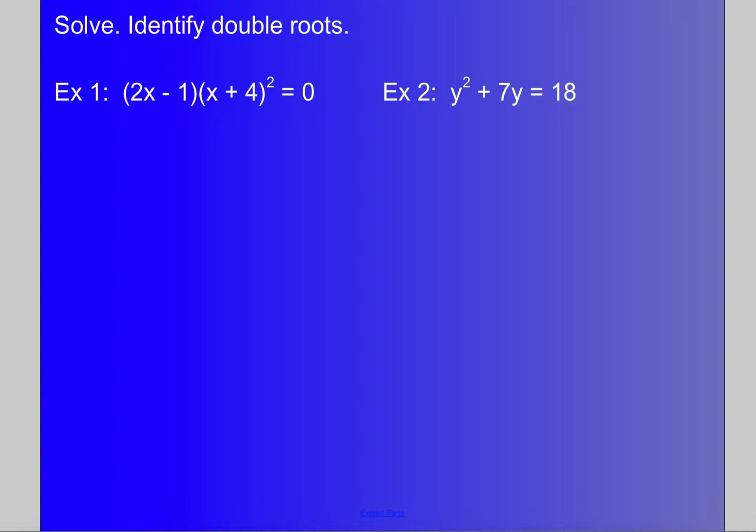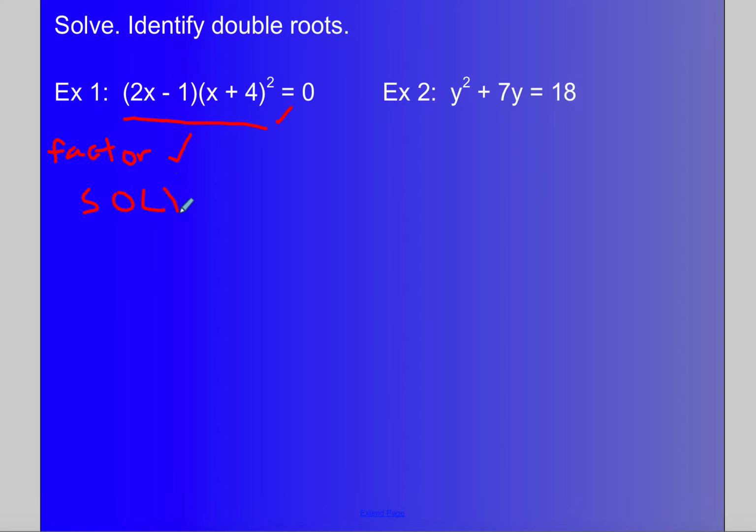Here, solve, identify double roots. Okay, well, here we go. This first example, is everything equal to 0? Yes. Everything is already equal to 0. Is it factored? Yes, it's already factored. So the first two steps we have already done. Now what we need to do is solve.